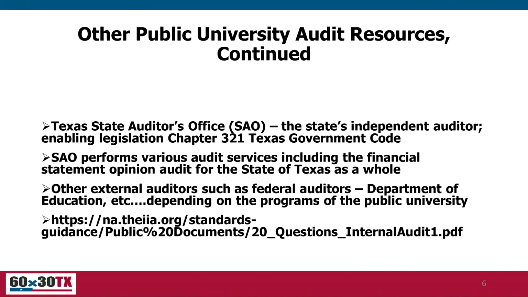I think you all are familiar with the Texas State Auditor's Office. We call them SAO. They are the state's independent auditor, and they perform varieties of audit services. They go to institutions of higher education, they go to state agencies, and they perform several audits there. And there are some external auditors, such as federal auditors, and one example is the Department of Education. They go to agencies and institutions to audit different programs that are under their purview.